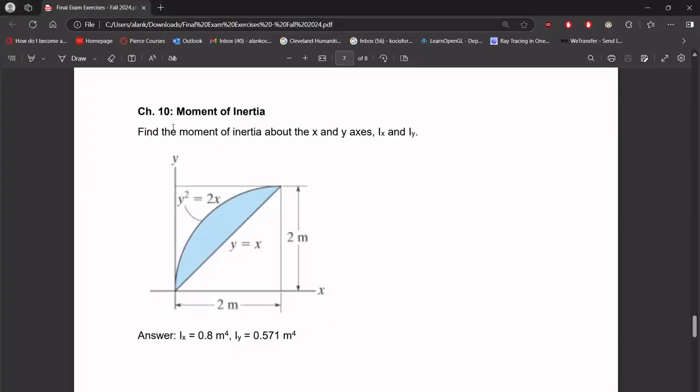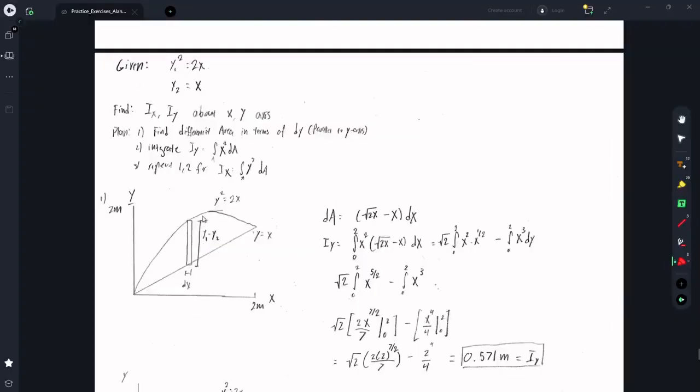All right, for this problem, we want to find the moment of inertia of this area about the x and y axes. So in this problem, we're given that the equation of this top line is y squared equals 2x, and the equation of the bottom line is just y equals x.